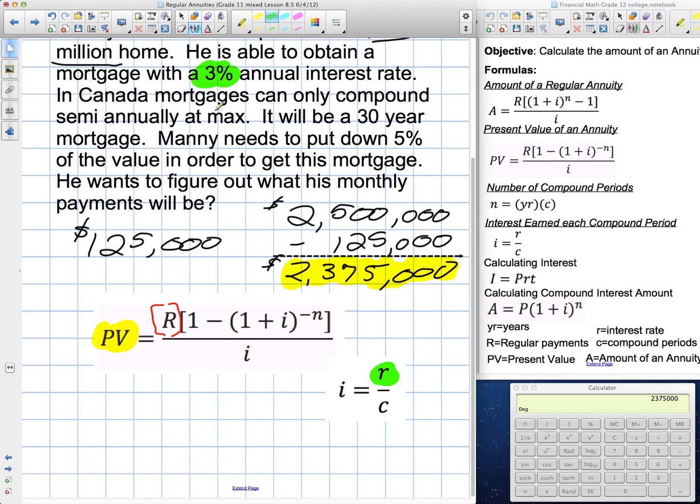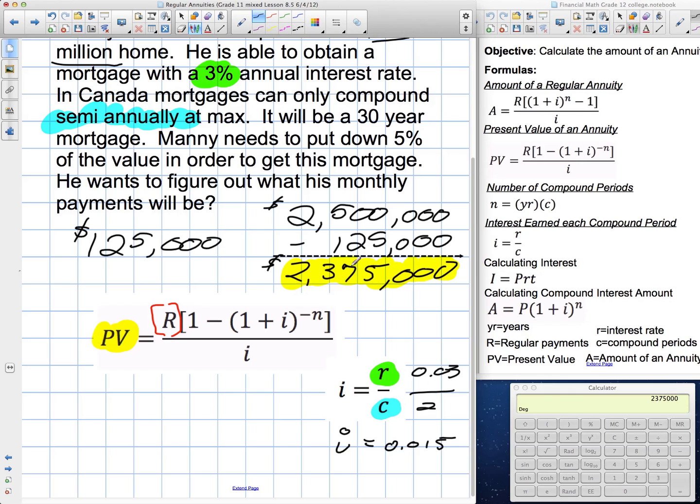Now, this was the important part. This is what makes it confusing. What's the compound period of this mortgage? 2. Semi-annually. Okay? Semi-annually at max. So the compound period is going to be 2. And the interest rate, we've got to put it as a decimal. 0.03. Compound period will be 2. So our i value? 0.015. That's right. Good. That will be our i.